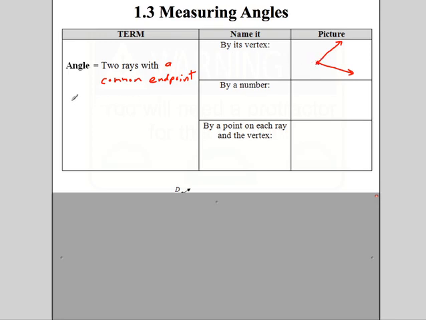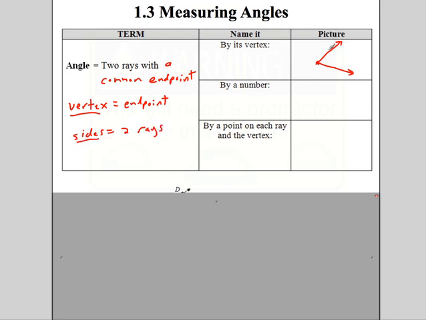So we have some more vocab. This common endpoint is called the vertex. So the vertex is the common endpoint. A lot of times we'll refer to that. It's that endpoint they have in common. And other parts of the angle we need to know. So we've got vertex. We also need to know the sides. What are the sides? Well, the sides of an angle are just the two rays. So make sure you're good with an angle, vertex of an angle, sides of an angle.